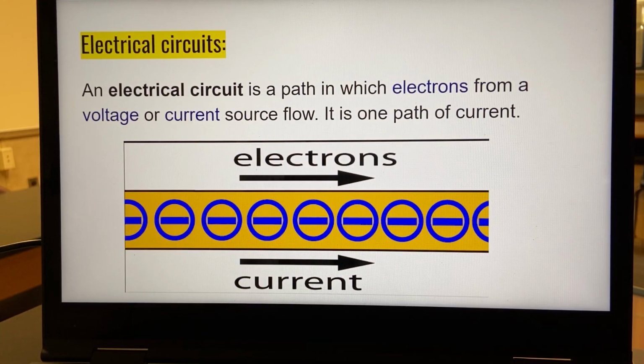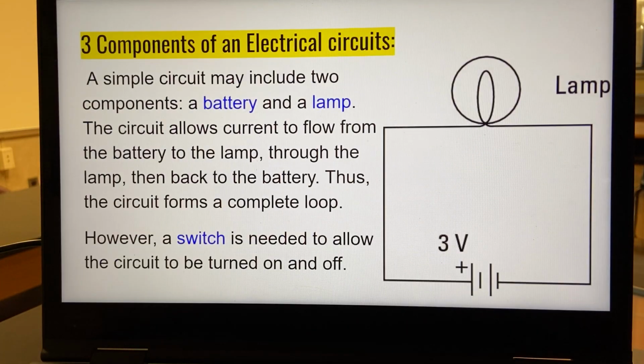So the first thing you need to know is that an electrical circuit is a one-way path in which electrons flow from the voltage or current source out to the device and then back to the battery. So it's a one-way path that's illustrated by the electrons and the arrows. Voltage goes in one direction.